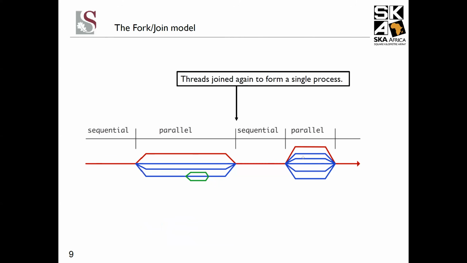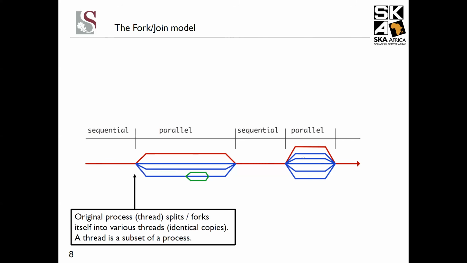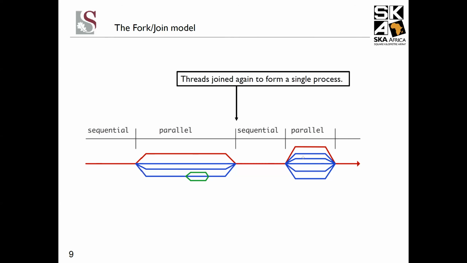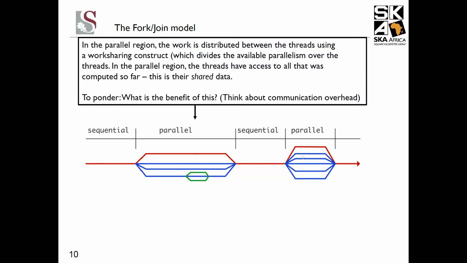So again, as we said here, the original process splits or forks into various threads. These threads join again at the end of that parallel region to form a single process, and so on. In the parallel region, the work is distributed between the threads using a work sharing construct. We're going to see how that works later when we look at the loop sharing one. But the idea of a work sharing construct is that it divides the available parallelism over the threads.